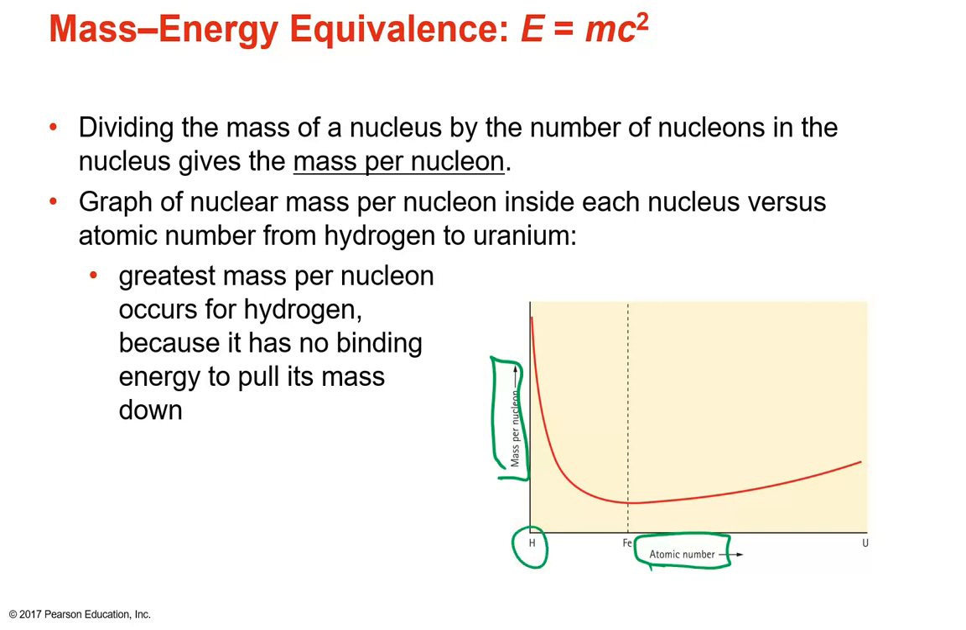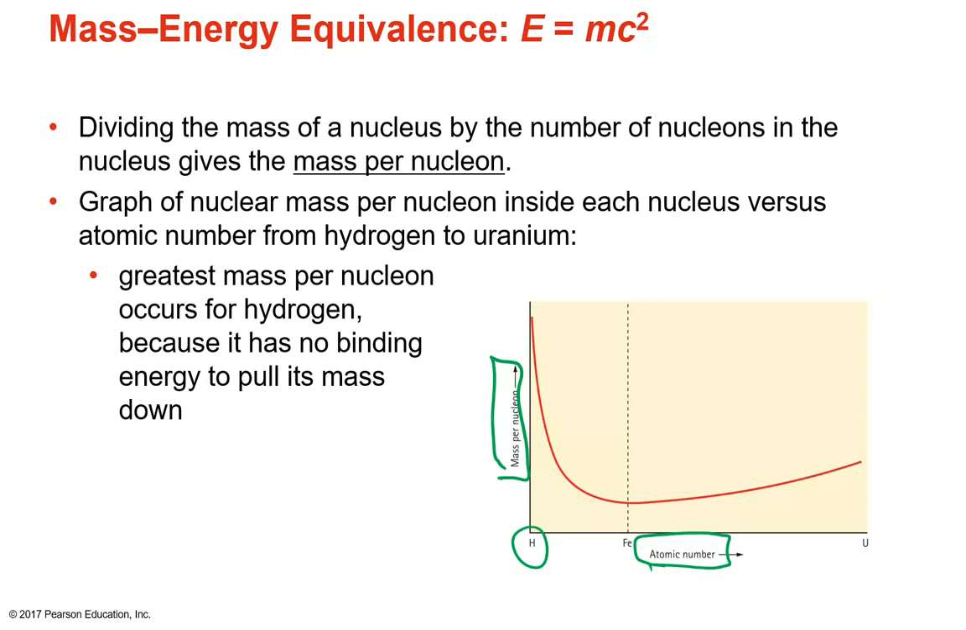Hydrogen is the smallest nucleus you can have. And notice the mass of hydrogen. Hydrogen has the highest mass per nucleon of any element. Why? Because it doesn't have any binding energy. It's not being held to another thing in the nucleus. Everything else, you have two nucleons or more being held together.